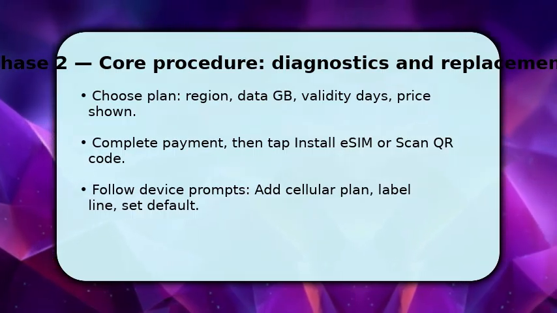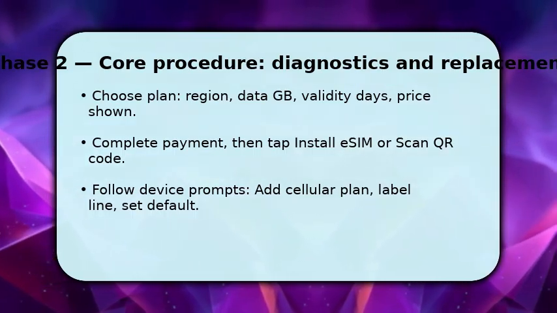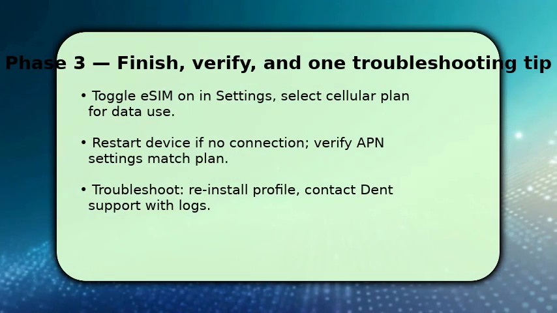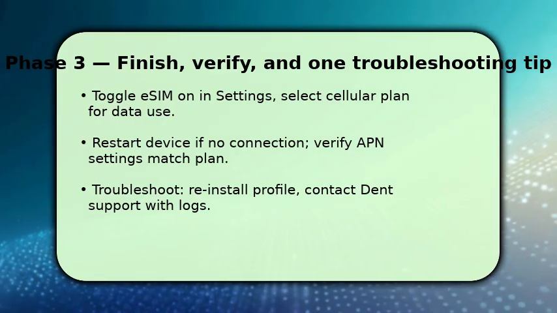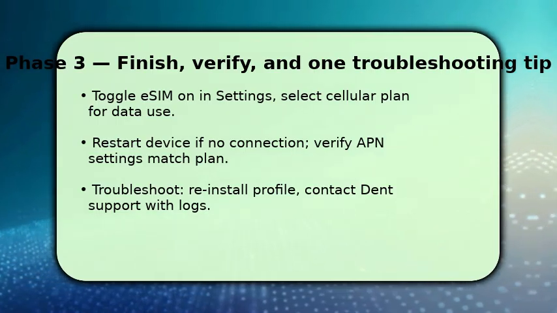Once the profile downloads, check Signal and monitor the app for activation status to confirm connectivity. You finish by activating the profile and verifying service. Go to Settings, enable the new eSIM line, and choose it for mobile data. This ensures traffic uses the correct plan.